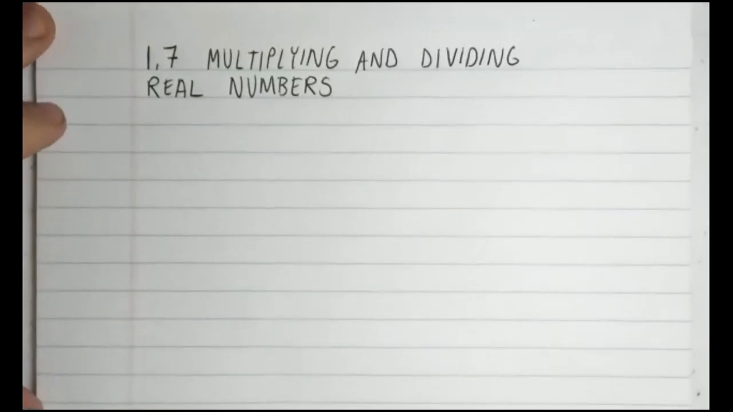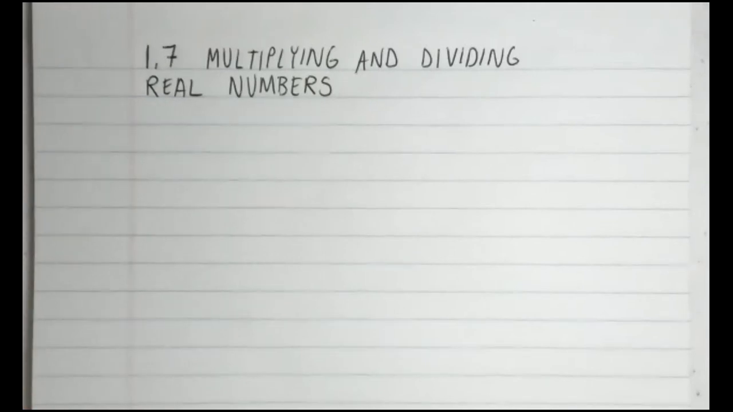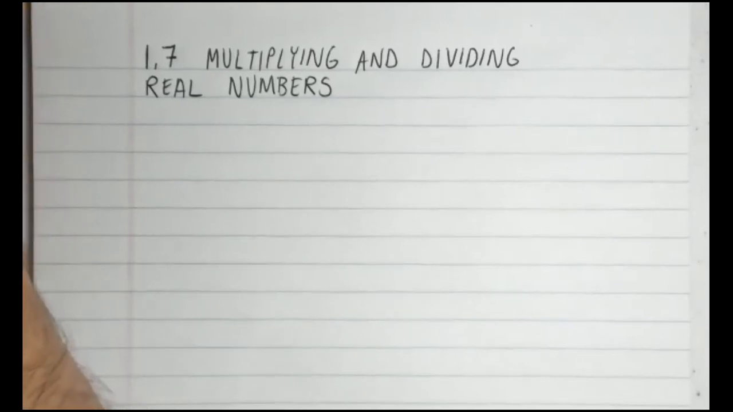Alrighty, so we finished up 1.5 and 1.6, which was adding real numbers, and then I think 1.6 was subtracting real numbers. So now we're moving on to multiplying and dividing real numbers. Going through the PowerPoint, there's a slide that I think is extremely important, this one right here. Let me go to my document and share the screen.